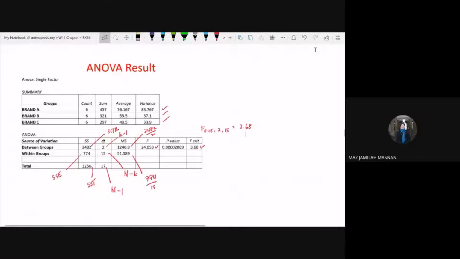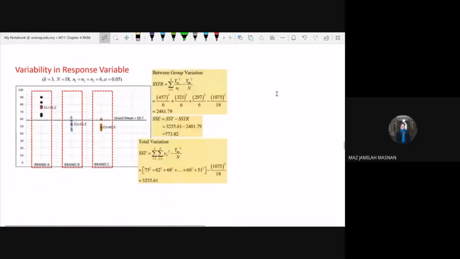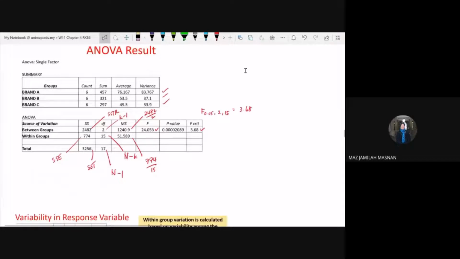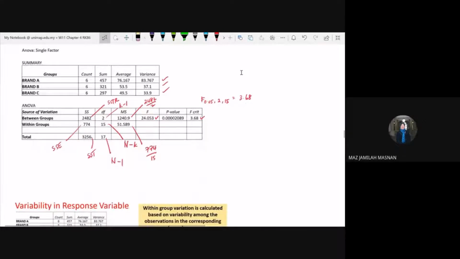So how do we make the decision? I think I have discussed this; I will make the decision later on when we come to the point that I have suggested for your class. So this is your F test, and this is your F critical value, and you are also given the P value. The P value is obtained by using your F test.